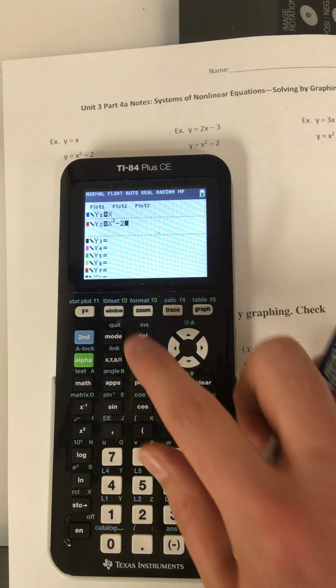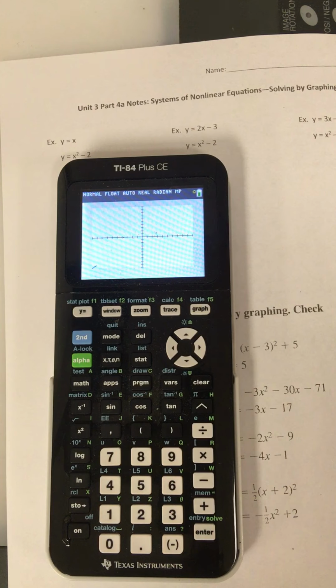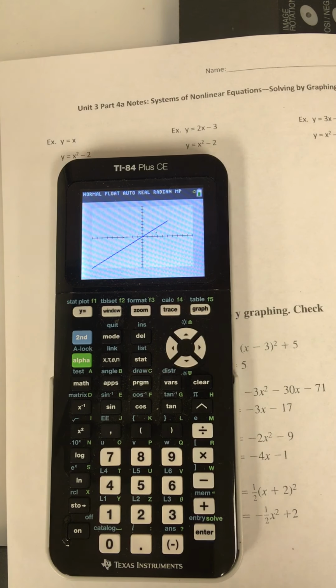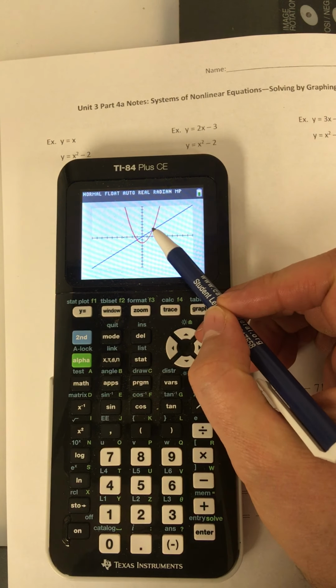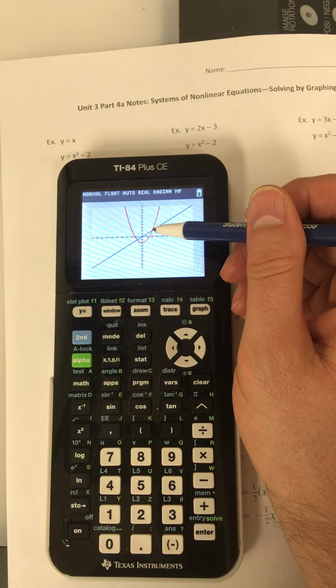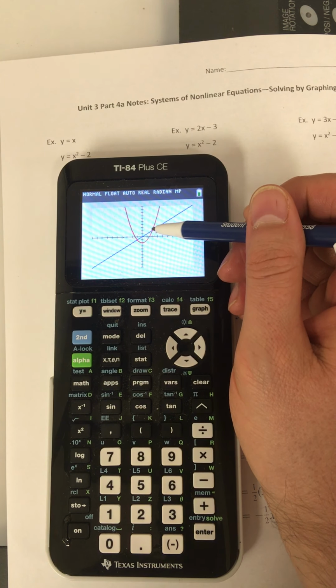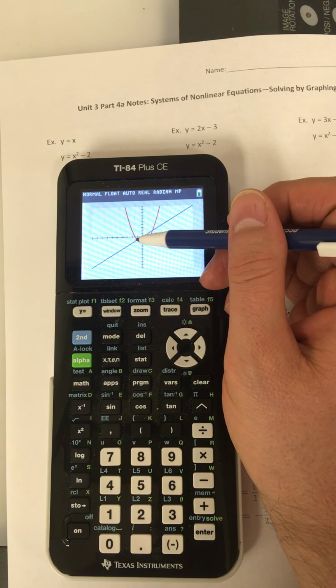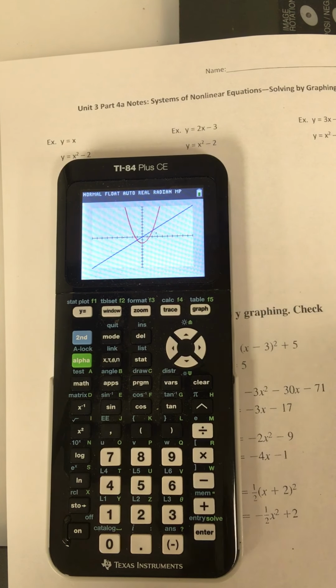Normally you could just hit graph, but the first time I want to hit zoom 6 just to make sure I've reset my graph in case I've zoomed out or anything. So I'm looking for where this line touches this parabola. How many times does that happen? It happens twice. It's going to touch right here and right here. I need to figure out those points. You can kind of tell just looking at it. It looks like it's about 2, 2, and maybe -1, -1. But just to make sure, the calculator can tell us those exact answers.